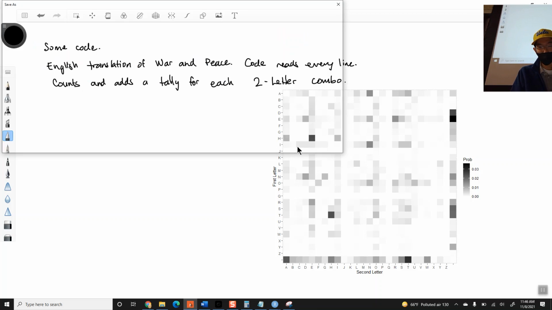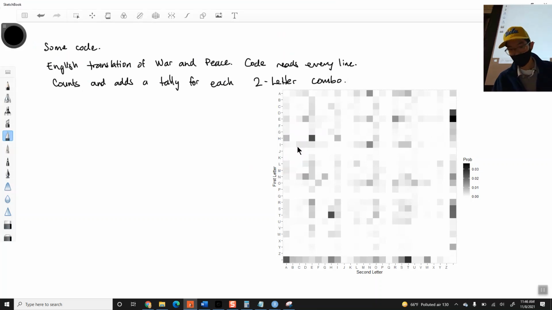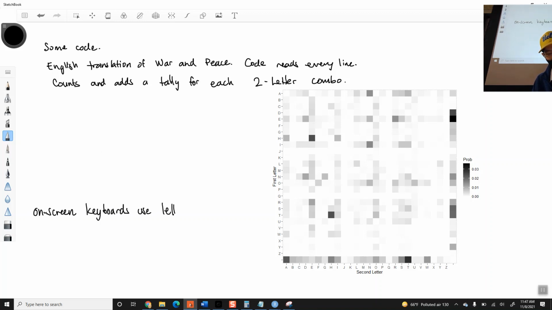And I guess I'll put in these letter combo probabilities to improve accuracy.